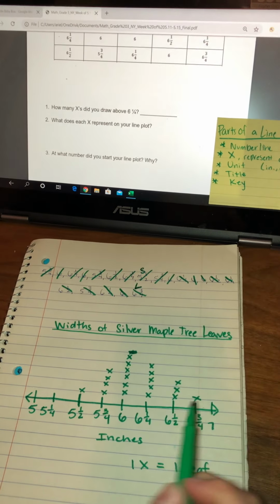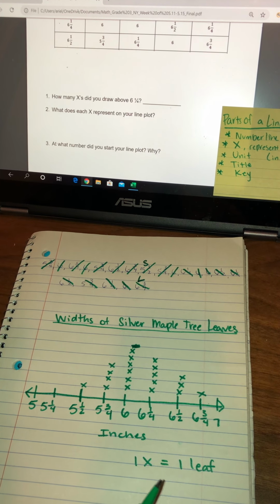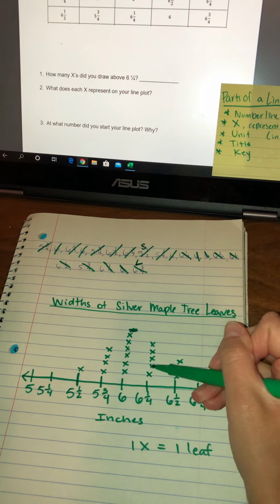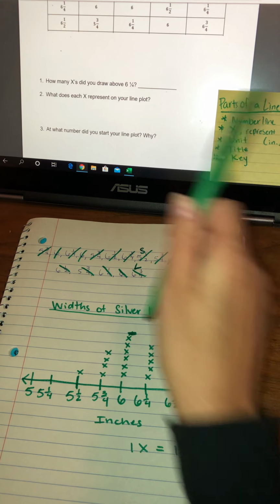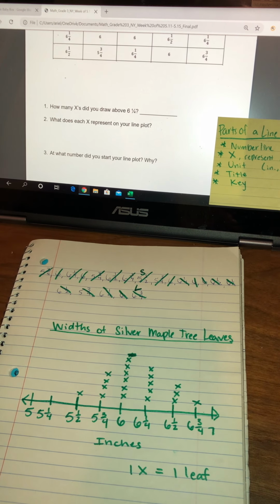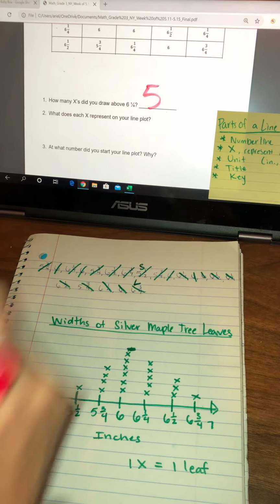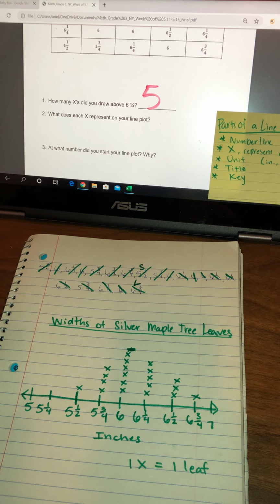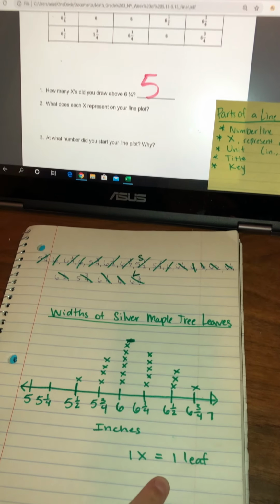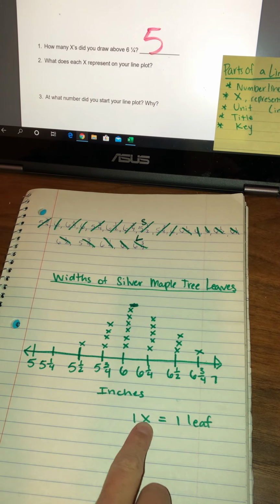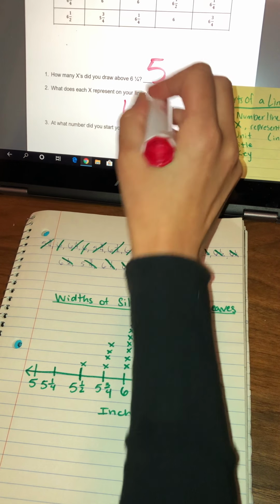The first one says, how many x's did you draw above 6 1/4? So I'm going to count. 1, 2, 3, 4, 5. 5 x's. Our answer for number 1 should be 5. What does each x represent on the line plot? Well, we just look right over here at our key. Each x equals 1 leaf.